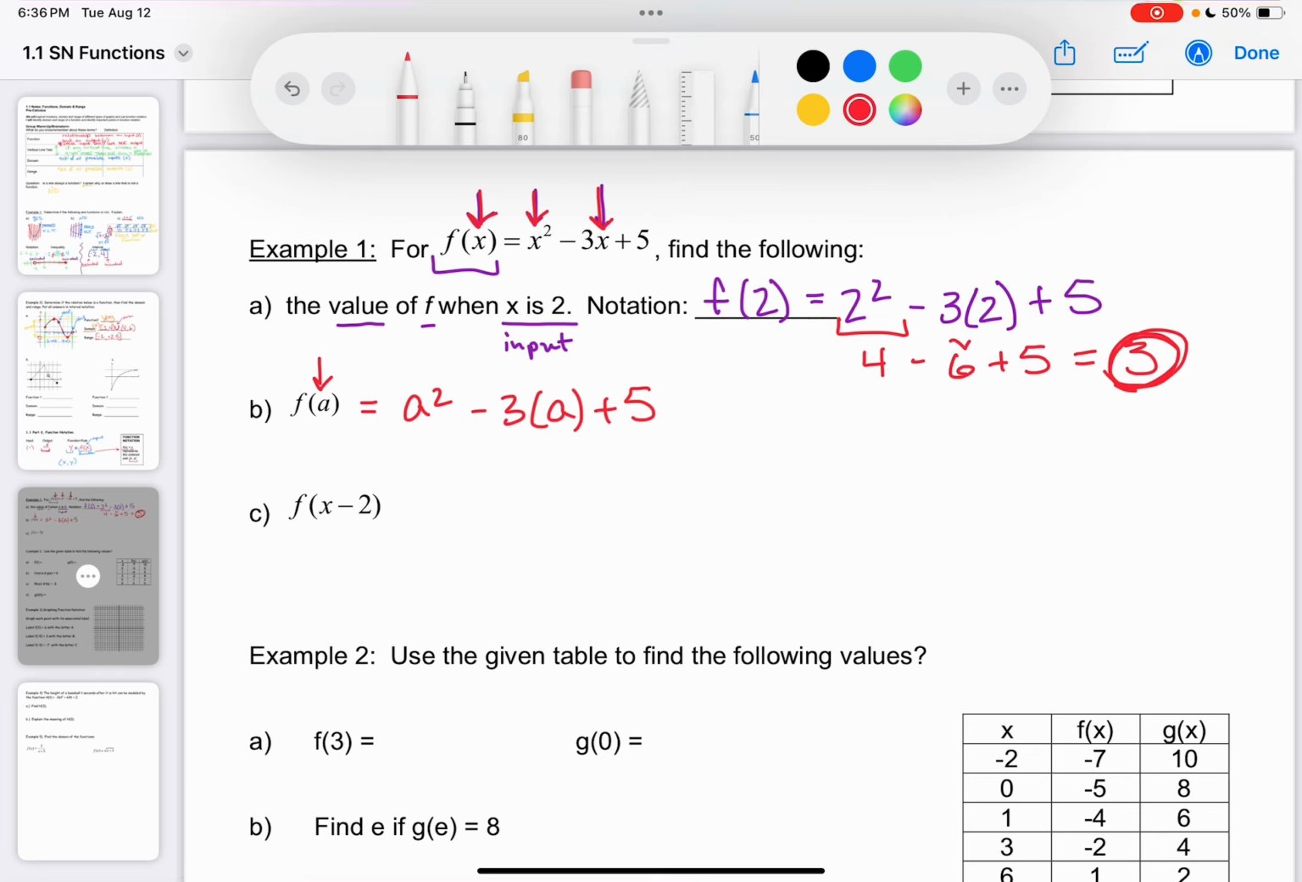Now, this last one. Function of x minus 2. Everywhere there's an x, I'm going to replace it with x minus 2. Now I've got that plugged in, so I need to follow the order of operations. Now, this is where all that math knowledge from your past few years is going to come in. You're going to need all of it, okay? So the first thing is, this is a binomial.